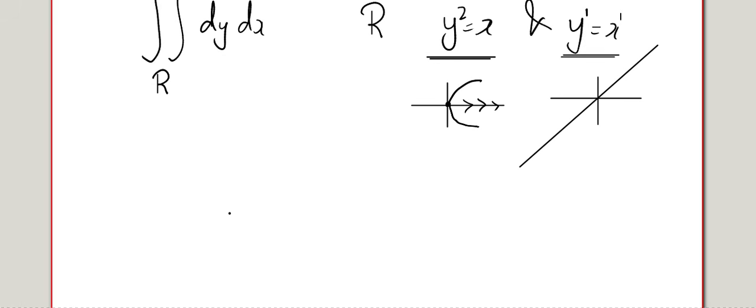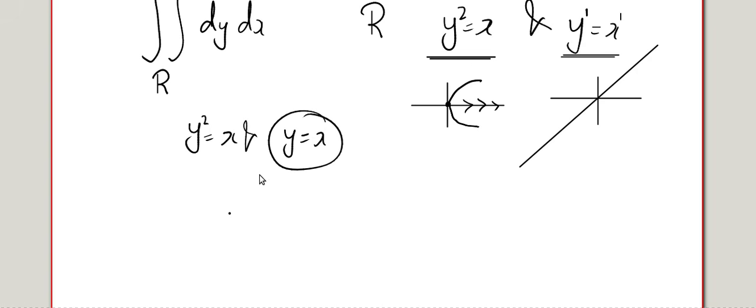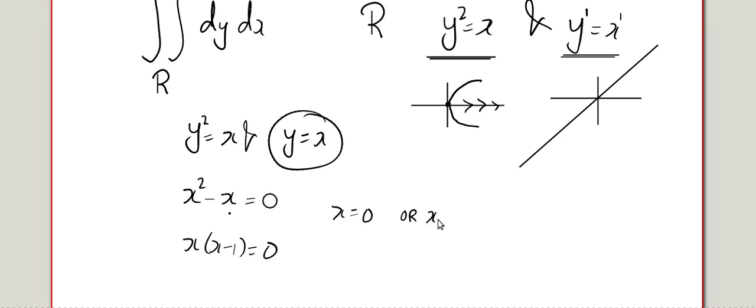Anyway, first things first, find the point of intersection. So y square equal to x, and the second equation tells me y is equal to x. So I am going to get rid of that y, I am going to eliminate the variable. Instead of y, I will put x, and I end up with x square equal to x, and x square minus x equal to 0, that is x into x minus 1 equal to 0, that is x equal to 0 or x equal to 1.